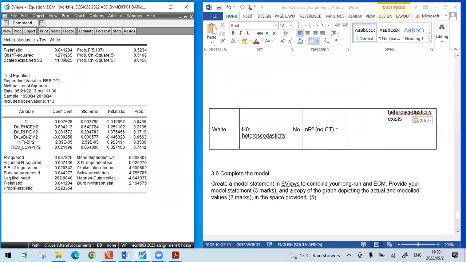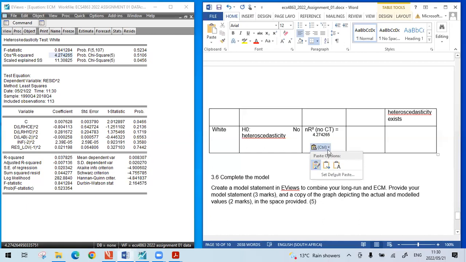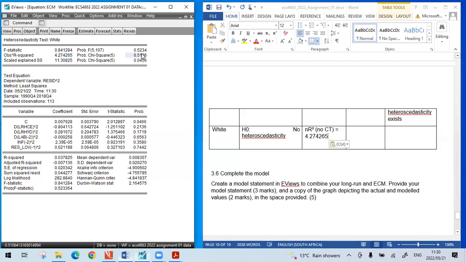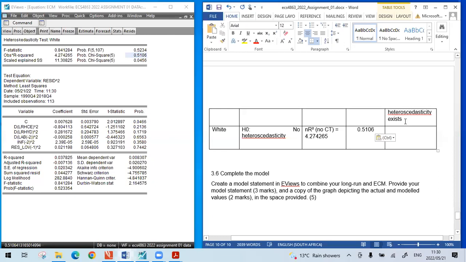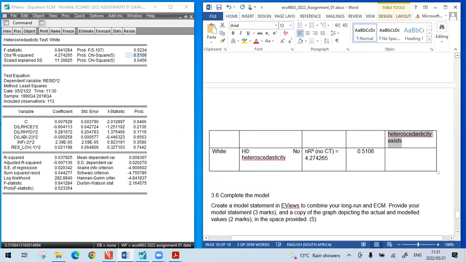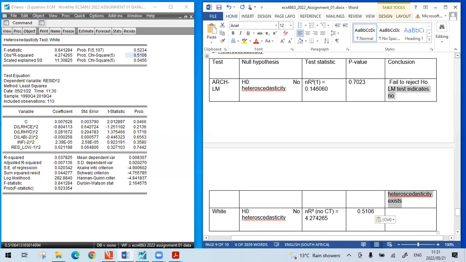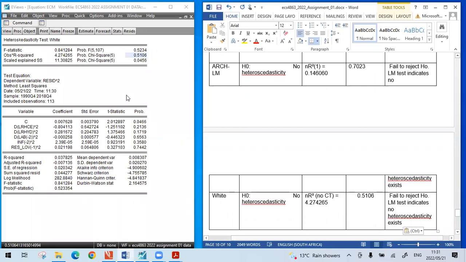Okay, the observed is that one. I copy and paste it here. We copy the probability and paste it there. What's your conclusion? We fail to reject. There is no heteroscedasticity. Okay, fine. So what's your conclusion?